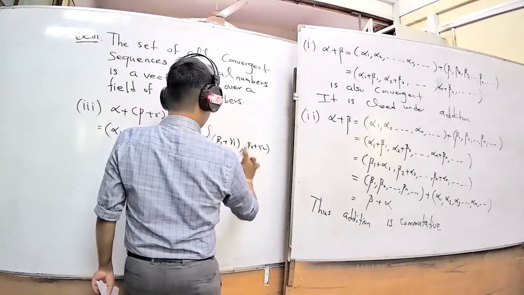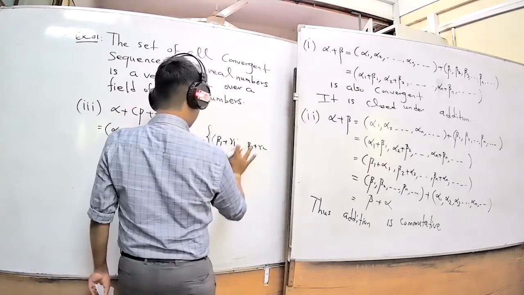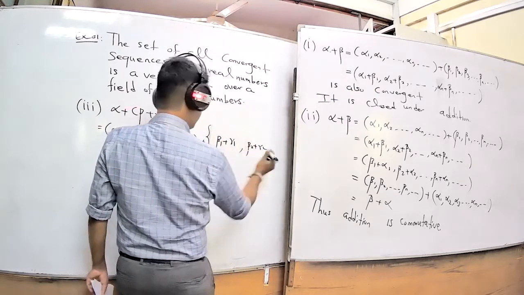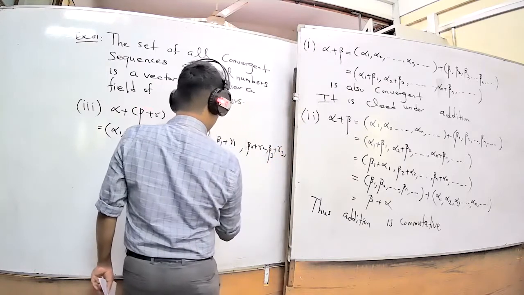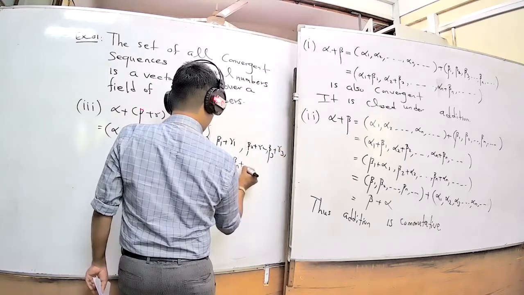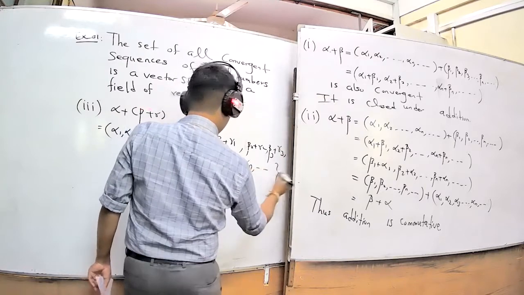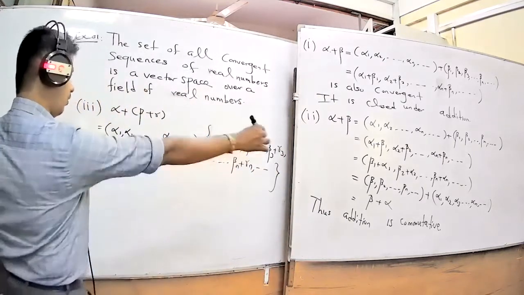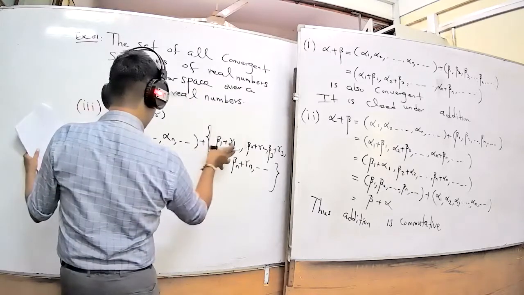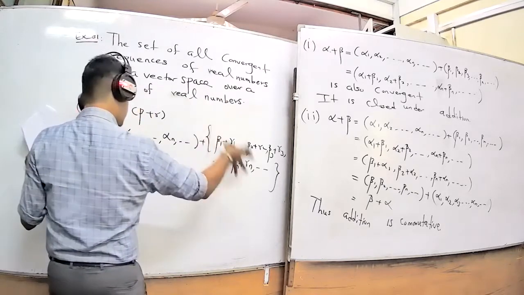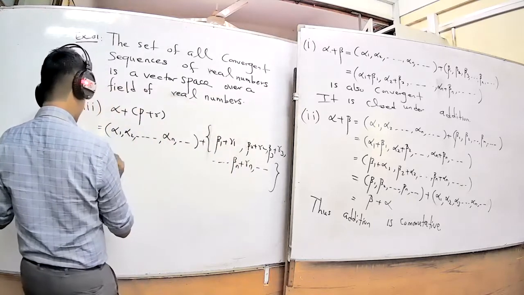there's no need to put brackets. And beta 3 plus gamma 3 and so on, beta n plus gamma n and so on. You already know that. Now, this is one sequence. You take this one sequence, and with another sequence, then again you will add.